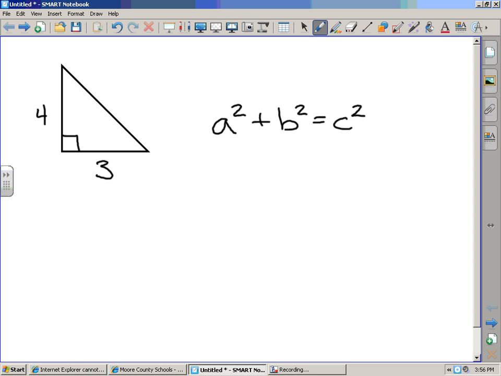The first step is to identify what side is C. So C is always the hypotenuse, and the hypotenuse is the longest side of the triangle, and it is always across from the 90-degree angle. So I want you to draw an arrow going from the 90-degree angle to the opposite side, and I want you to label that C, the hypotenuse.